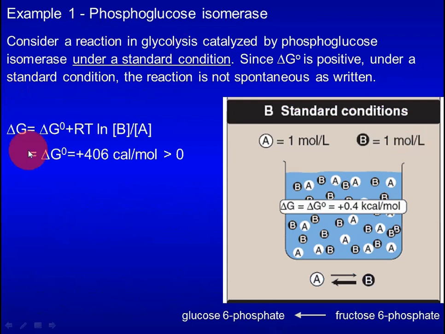Under a standard condition, when both reactant and product concentration are at 1 molar per liter, delta G equals delta G0, which is positive. The reaction A to B cannot proceed in the direction as written. Rather, the reverse reaction can proceed. In other words, under a standard condition, fructose 6-phosphate can be converted to glucose 6-phosphate, not the other way around.